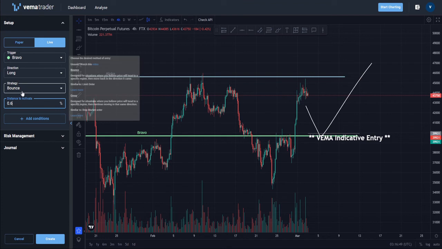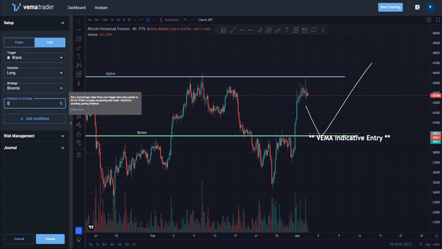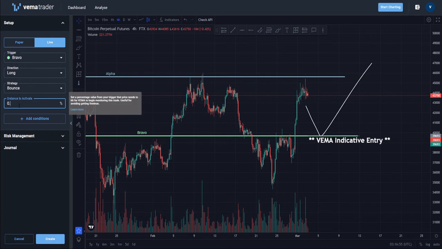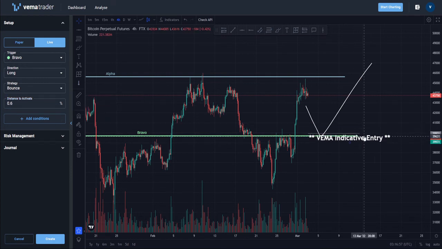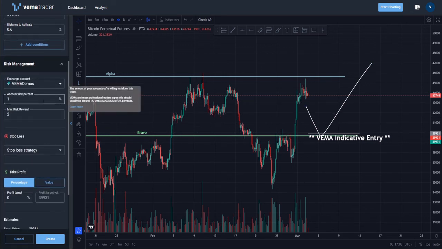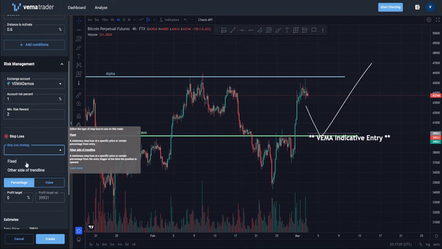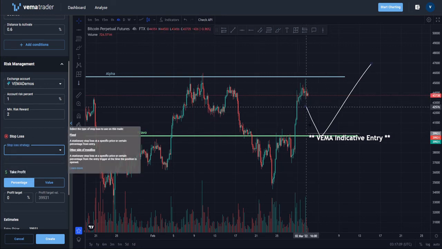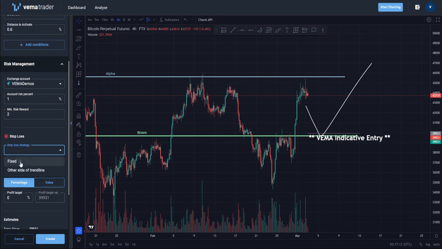Essentially all that has to happen here, if that was 0, all that has to happen is price crosses Bravo and VEMA would enter me into this position. By giving myself the 0.6% distance to activate, it essentially just moves Bravo up 0.6%. With risk management, in this scenario, I'm happy to use my 2 to 1 minimum risk to reward now because I don't have that confirmation, so I should have a really good risk to reward on this.